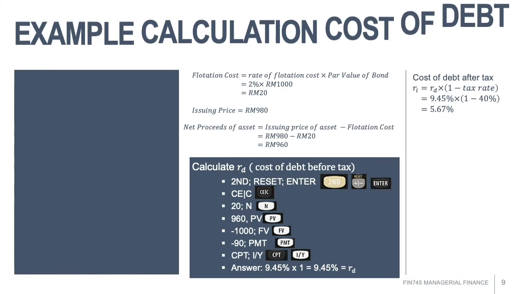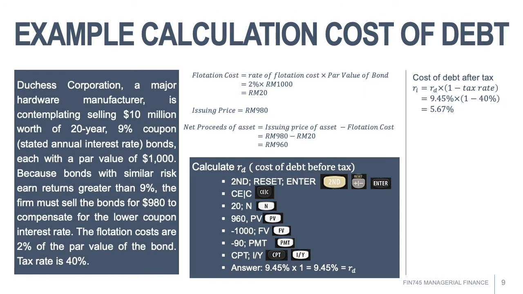Example calculation: cost of debt. Duchess Corporation, a major hardware manufacturer, is contemplating selling 10 million ringgit worth of 20-year 9% coupon annual interest bonds, each with par value of 1,000 ringgit. Because bonds with similar risks earn returns greater than 9%, the firm must sell the bond for 980 to compensate for the lower coupon interest rate. The flotation costs are 2% of the par value of the bond. The tax rate is 40%.